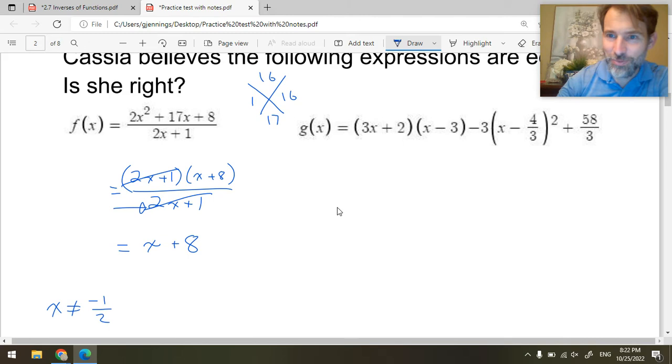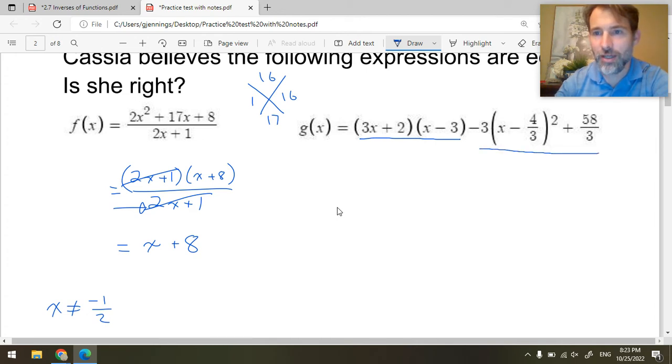So, how about this one, Cassia? What's going on over here? Well, basically, there's a vertex form parabola over here being added to a factored form parabola there. So you want to be able to expand those, turn them into standard form, and see what you've got.